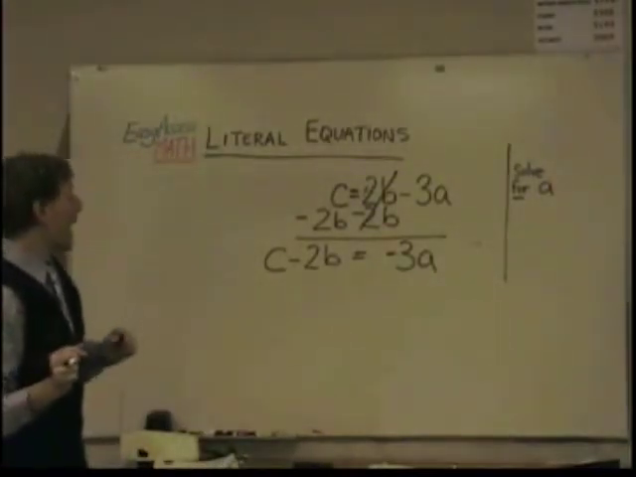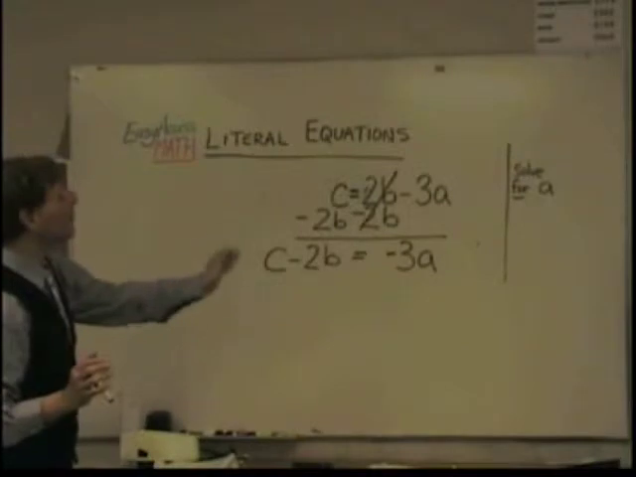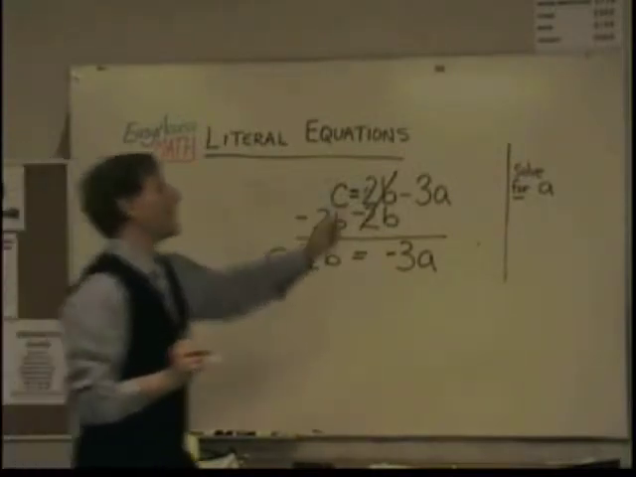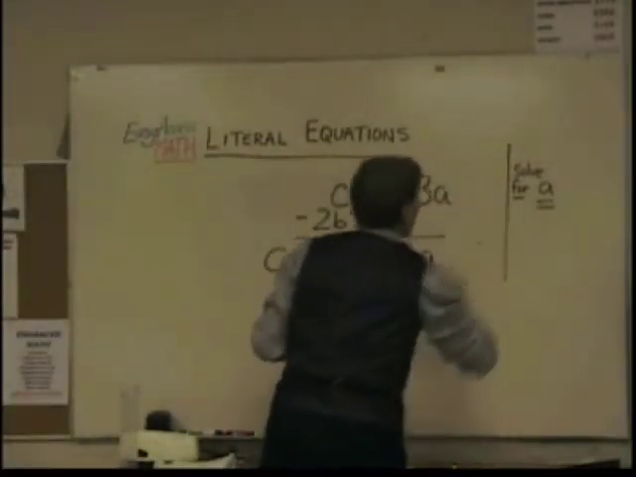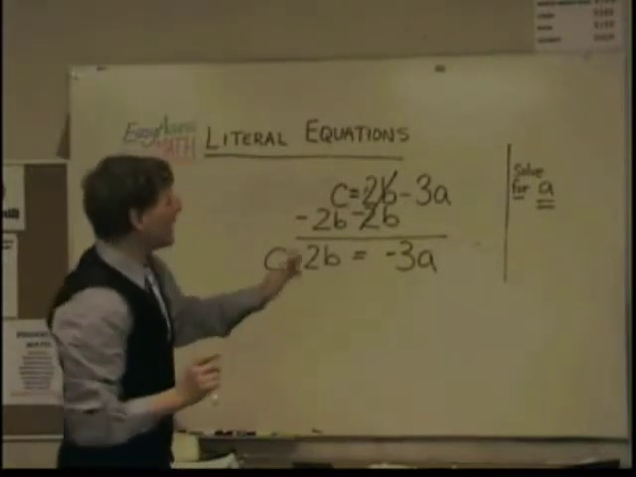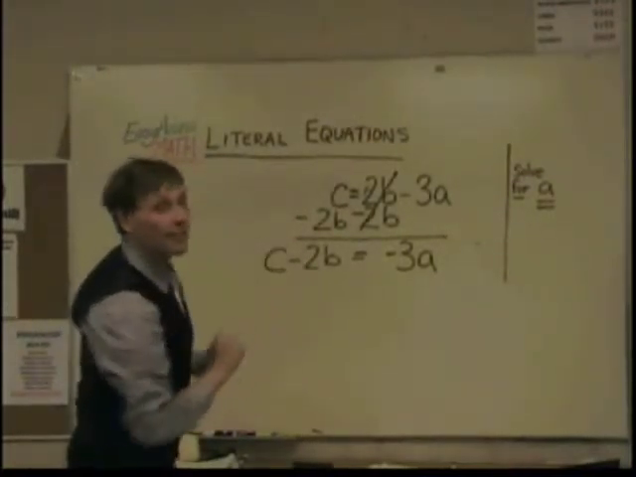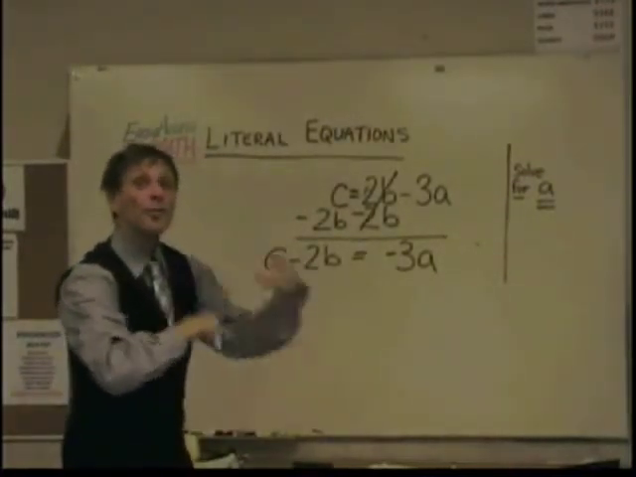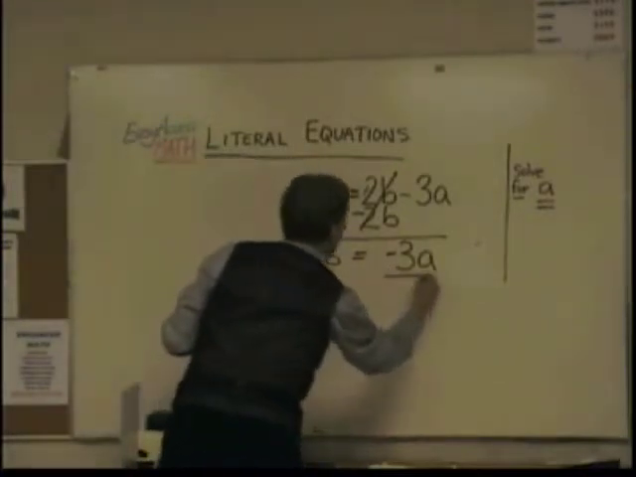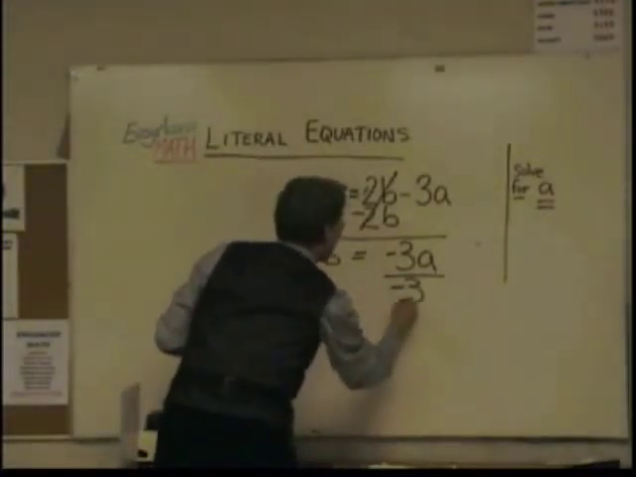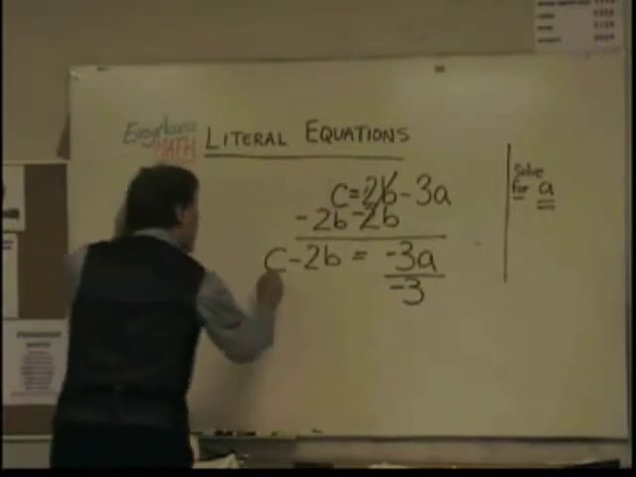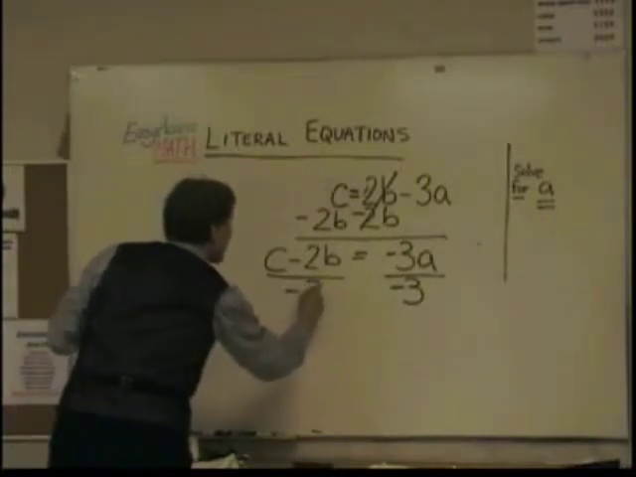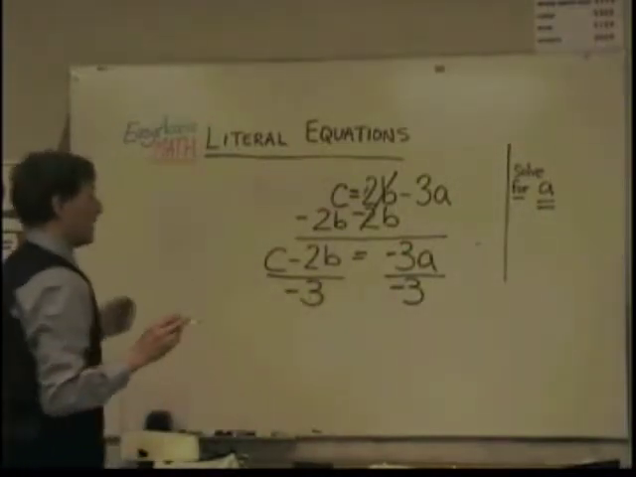Now what I have is the minus 3 attached to that a, and that's the one I'm looking to solve for. That needs to be by itself. It's attached directly, and that means multiplication. To undo multiplication, I divide. Sign and all, both sides by negative 3.